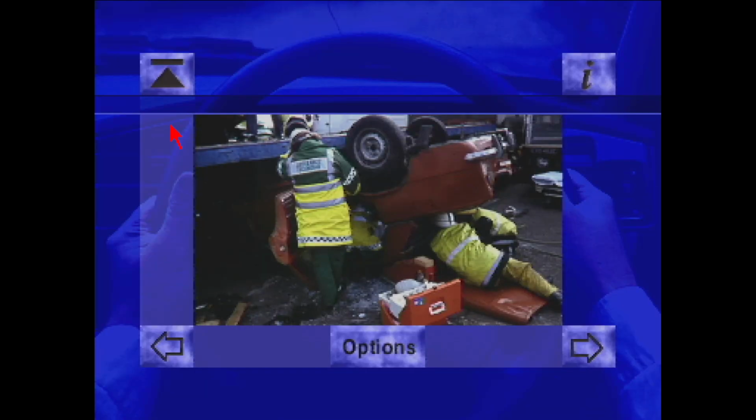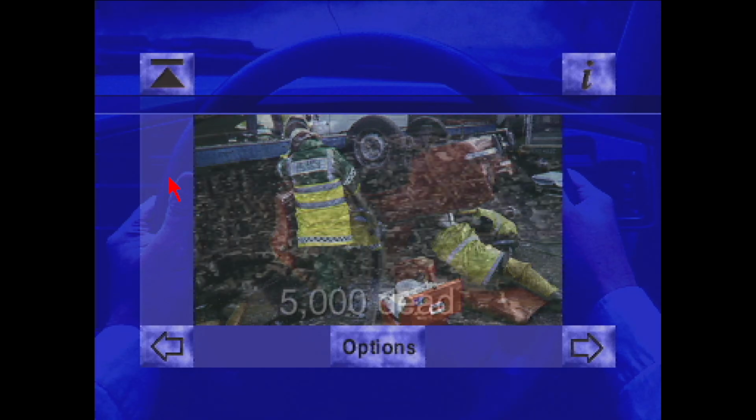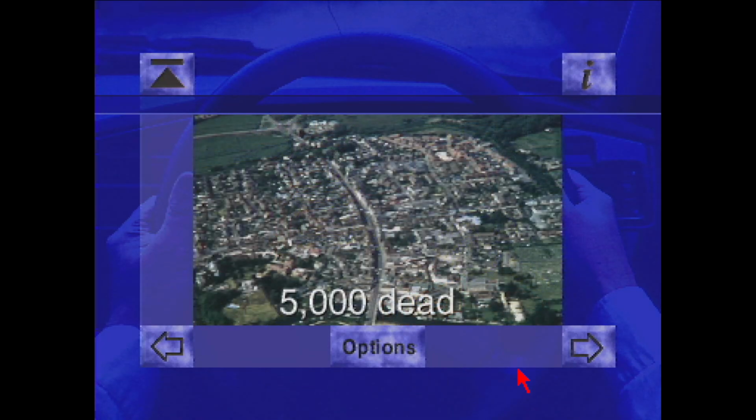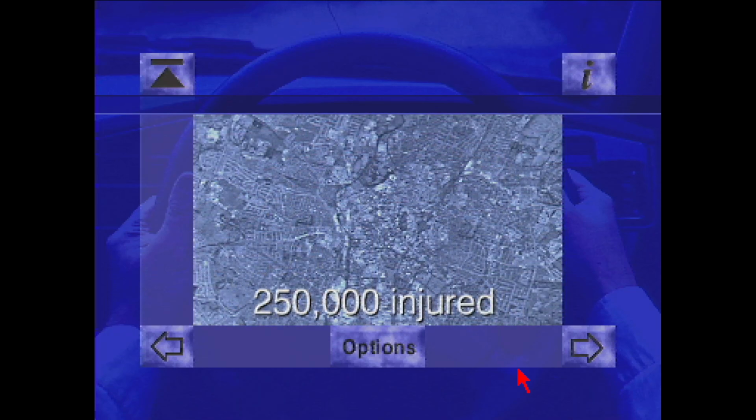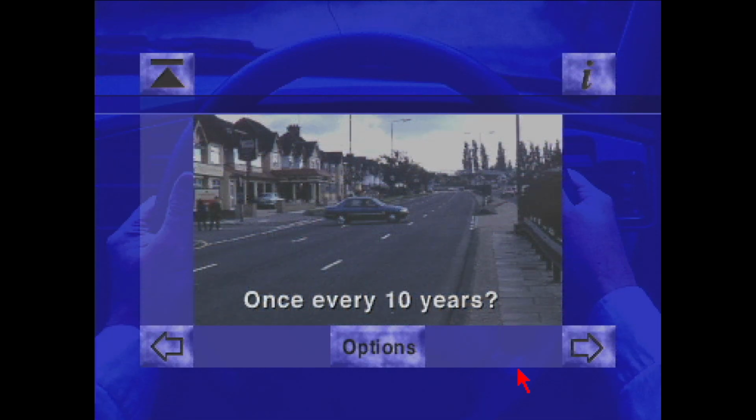Road accidents are the major cause of accidental death in Britain, claiming 5,000 lives every year. That's equivalent to the whole population of this large village. And 250,000 people, the population of a city, are injured. Statisticians tell us that the average driver encounters a life-threatening driving situation once every 10 years. Though it depends on how much you drive and, more significantly, on how you drive.